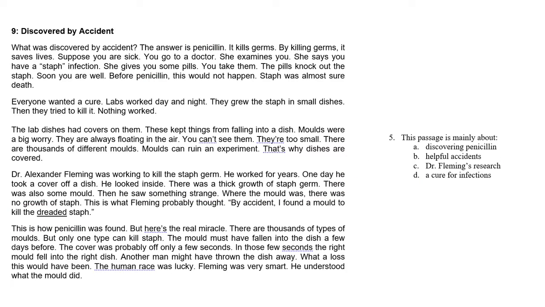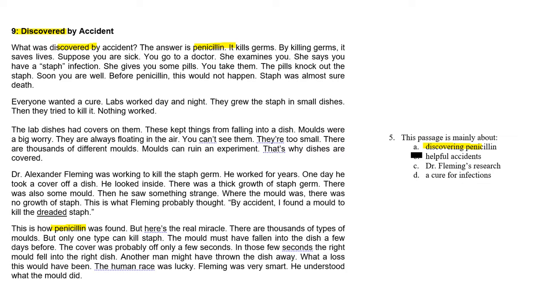In 5, this passage is mainly about what's the ideas? Discovering penicillin. Well, we have discovered here. We have penicillin. We have penicillin was found. Okay, so a lot of the passage is about how penicillin was found. B, helpful accidents. That's just going to be too broad. It's only about one accident. It's only about finding penicillin.